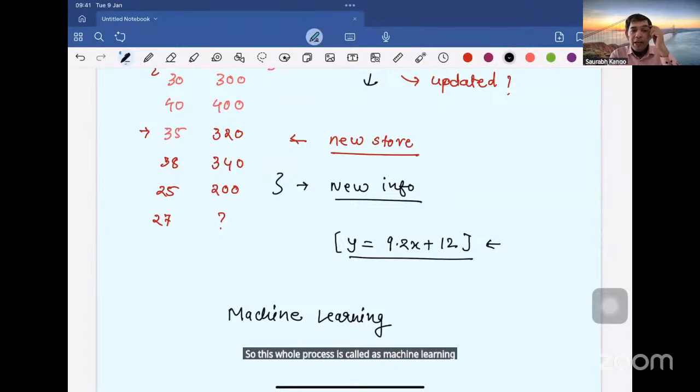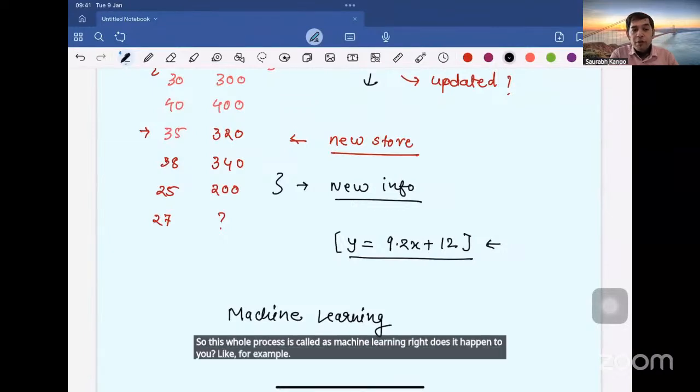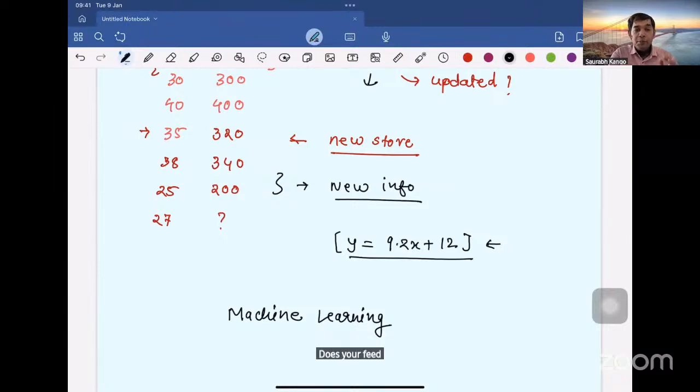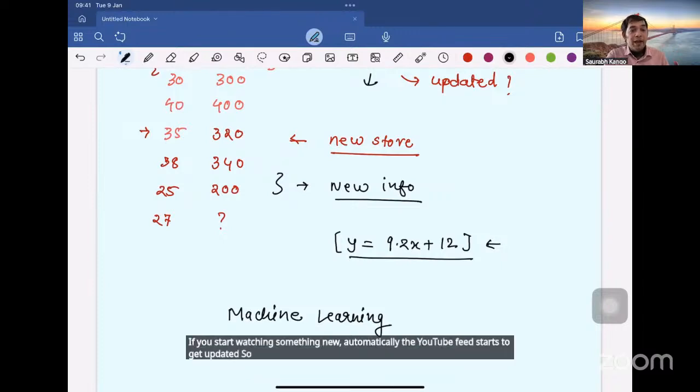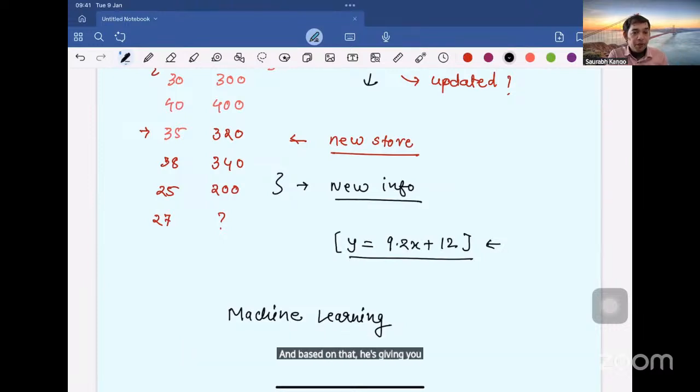Right? Does it happen to you? For example, if you're watching a video on YouTube related to music, and suddenly you start seeing sports related content, does your feed automatically get updated with both the content of music as well as the sports? Have you observed it on YouTube? If you start watching something new, automatically the YouTube feed starts to get updated. So can I say YouTube is trying to learn about your patterns? Is it trying to learn about your data? And based on that, is giving you some recommendation, right? That is nothing but your machine learning.